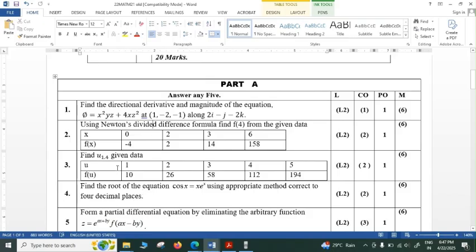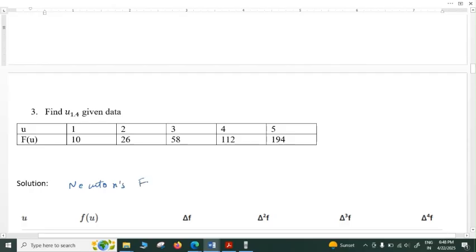Yes, here we go with the third example, students, very quickly. Find u of 1.4 from the given data. They have given u, and f of u. They have not mentioned which method you have to use. Please remember, in such cases we are going to use Newton's forward difference formula to solve this example. As we can see, they have asked for x as 1.4.